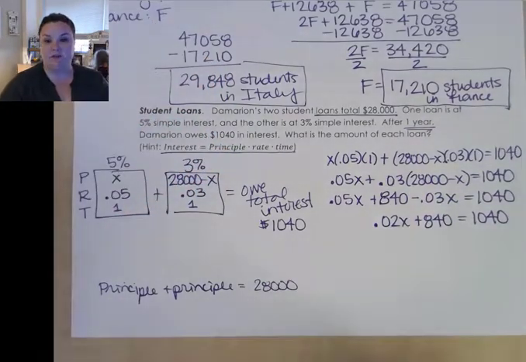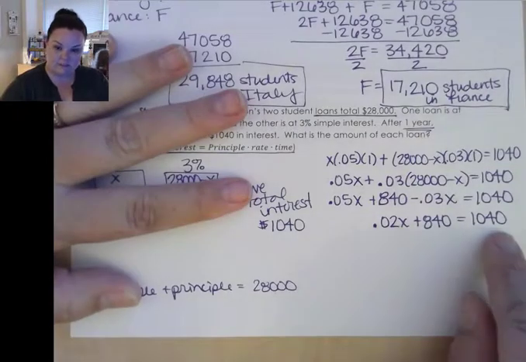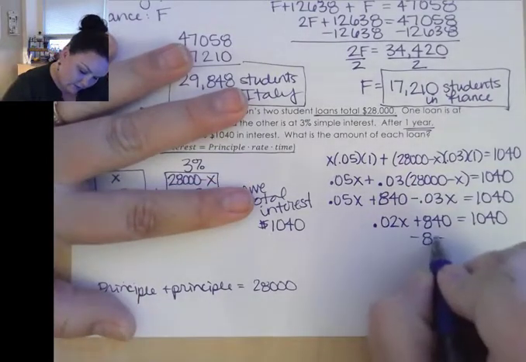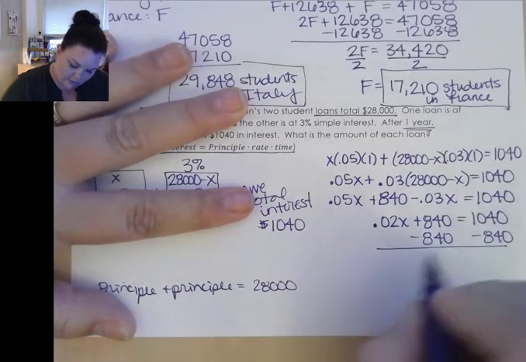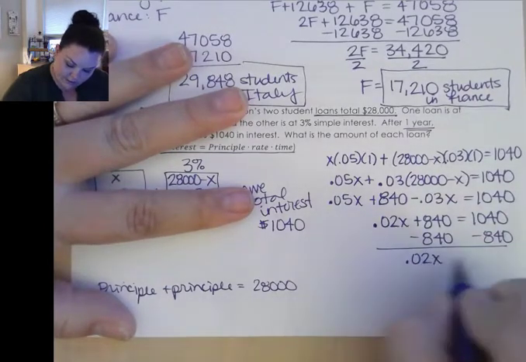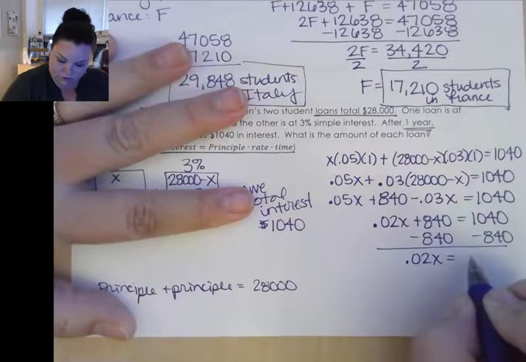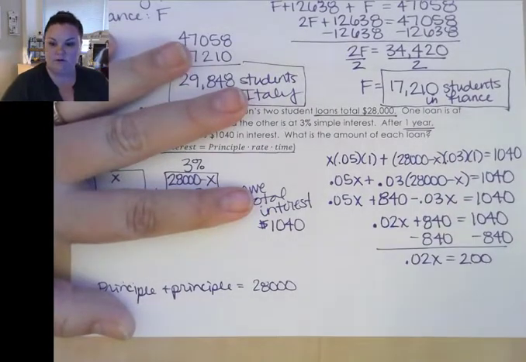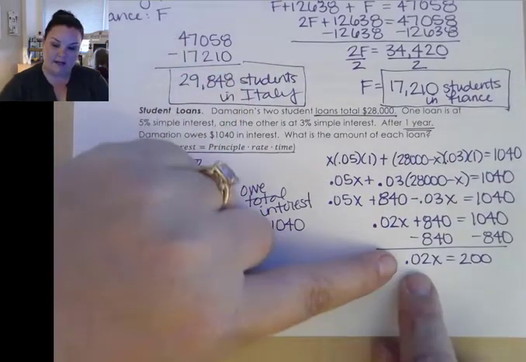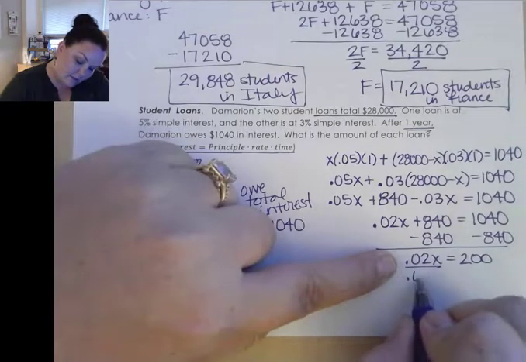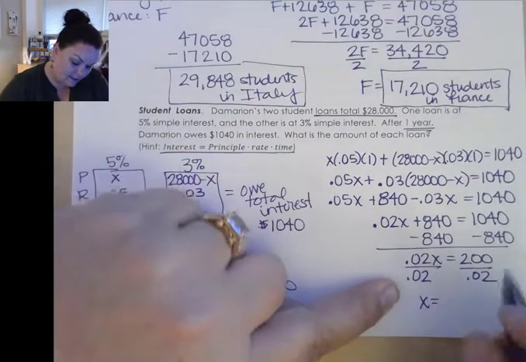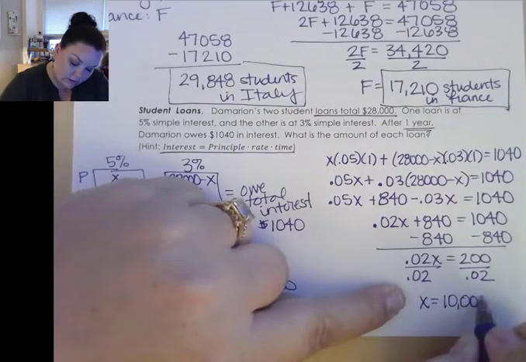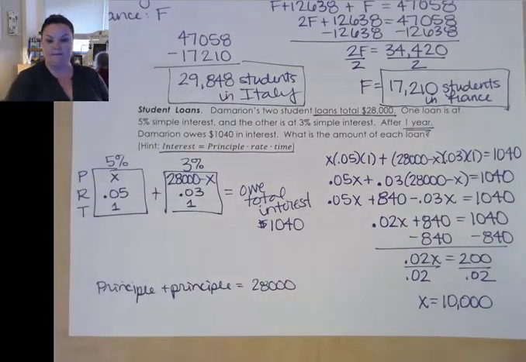And now I can solve for x, right? I move my constant term to the other side by subtracting. So I subtract 840. So I get 0.02x is equal to 200, right? And then I want to divide off my 0.02. So that leaves me with x is equal to 10,000, okay?